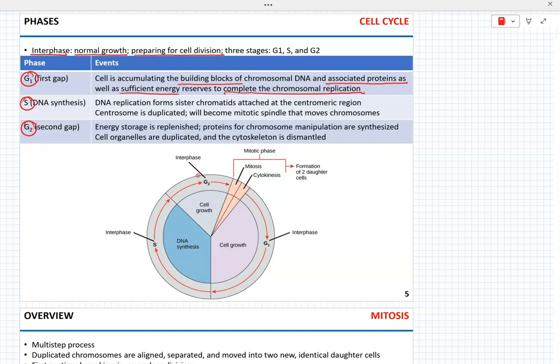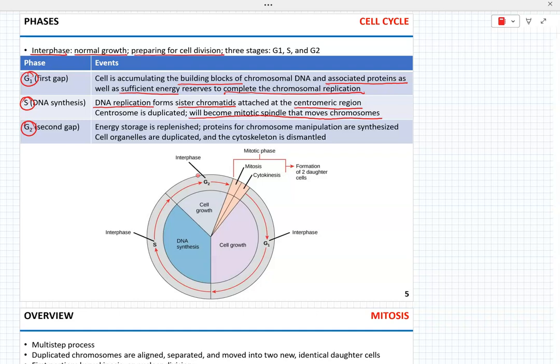During S phase, cellular DNA is replicated, forming sister chromatids that, as we talked before, are attached to each other in the centromeric region. Centrosomes, structures that participate in the process of cell division, are duplicated, and centrosomes will become the mitotic spindle that will move the chromosomes.